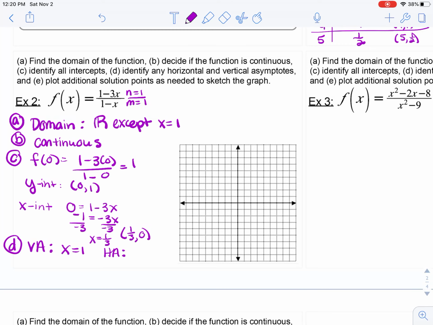So it looks like the degrees are equal, so it's going to be the ratio of the leading coefficients. Be careful on this one. This function can be written as (-3x plus 1) over (-x plus 1). So the leading coefficients ratio is actually going to be -3 over -1, which we would, of course, simplify to get y equals 3.